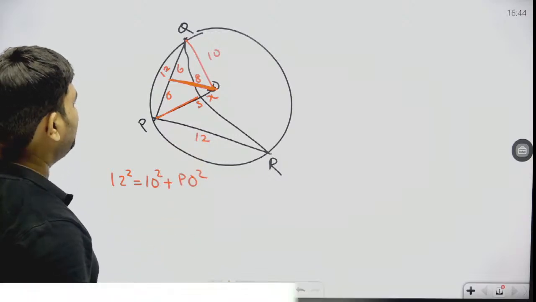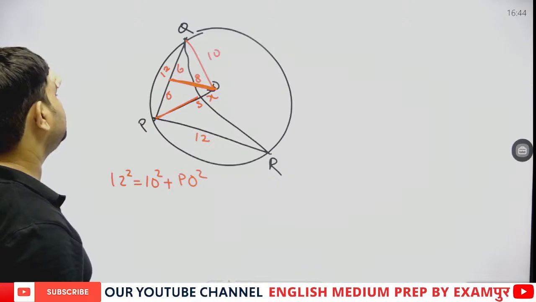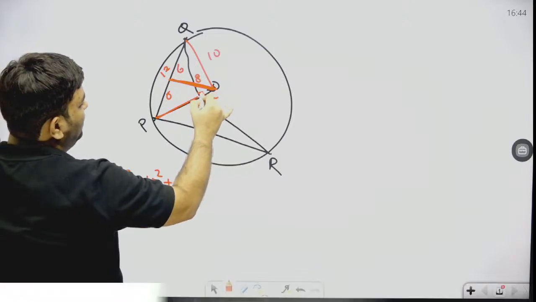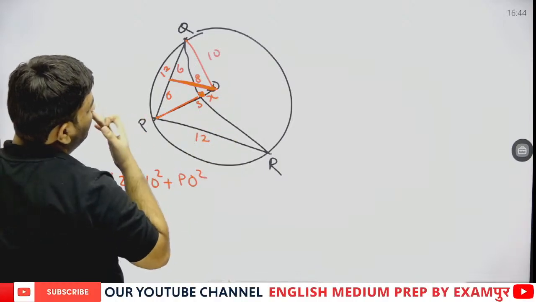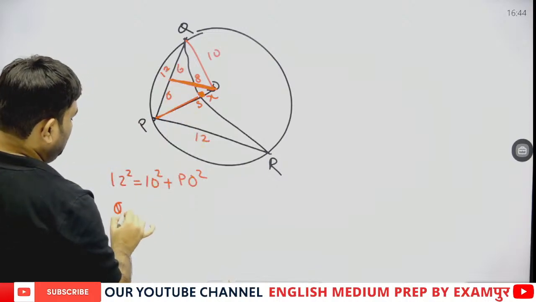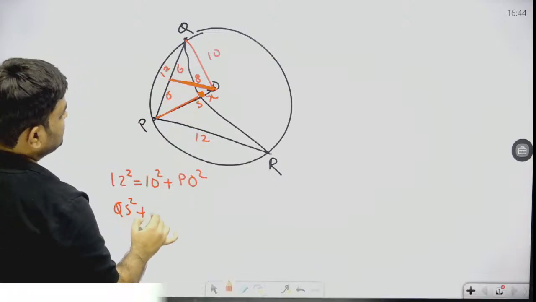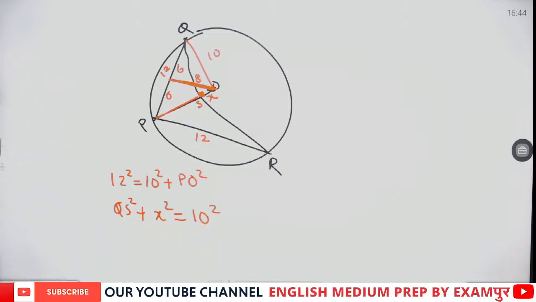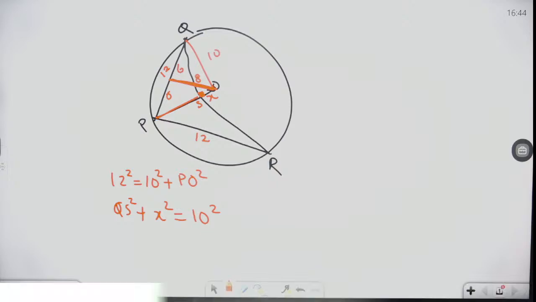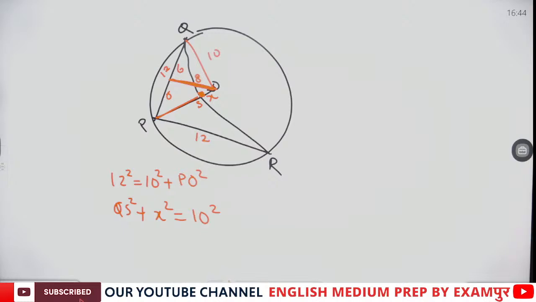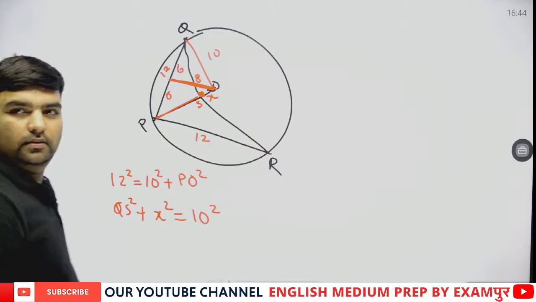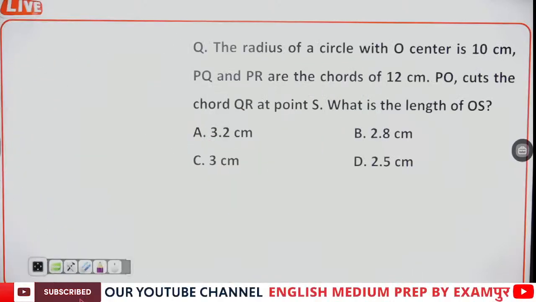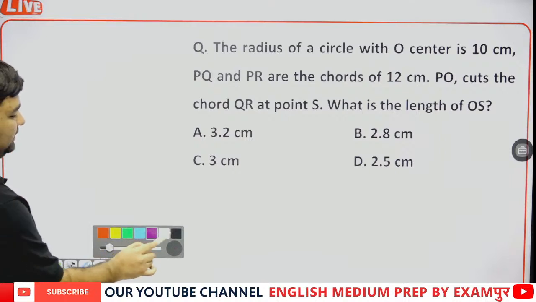And applying it once more. You know, this is also the chord. So this is perpendicular. So QS ka square plus x ka square is 10 ka square. Okay? हो गया होगा ना बच्चों? देखो एक बार यहीं बना देता हूं.